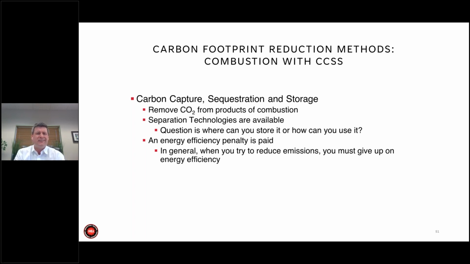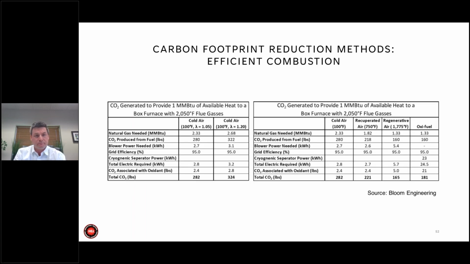But the question is then, where are you going to put the stuff? It's going to be underground, and hopefully it doesn't leak, right? And also when you do that, you're going to have an energy efficiency penalty because you have to pump carbon dioxide places and move it around. In general, when you try to do stuff to save emissions, you're going to have an energy efficiency penalty. So you have to pay attention to that.